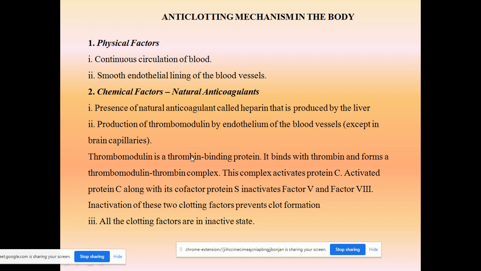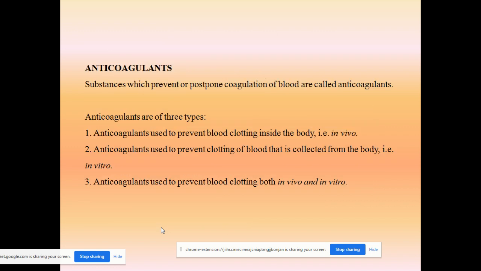We saw, right, it combines with thrombin and forms a complex. So what does this complex do? It activates protein C. Protein C together with protein S inhibits these factors. Okay, so inactivation of these two clotting factors prevents the clot formation. So all the clotting factors are in inactive state. We saw the 13 clotting factors, some of which activate and some of which inhibit. So these inhibitors are always active, so that clotting will be prevented in normal condition.